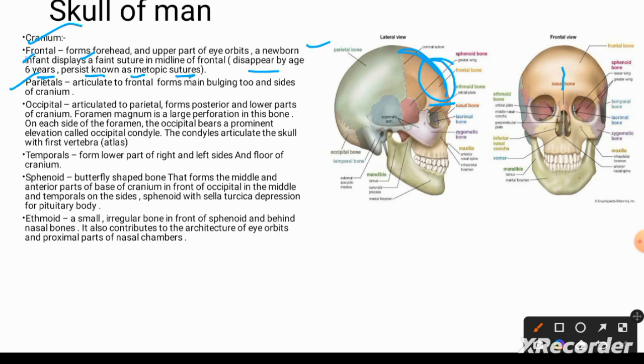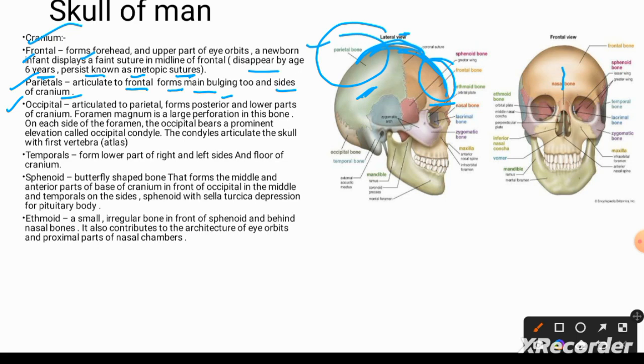Second one is the parietal bone. It articulates, meaning it joins, with the frontal bone and forms the main bulging sides of the cranium. These are the lateral sides of the cranium.